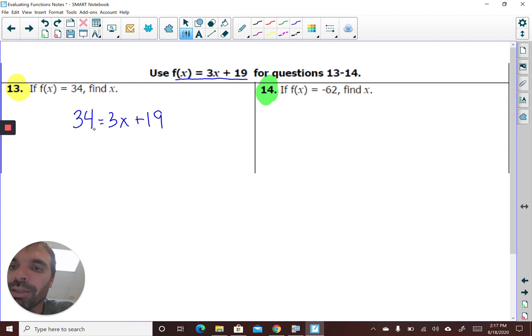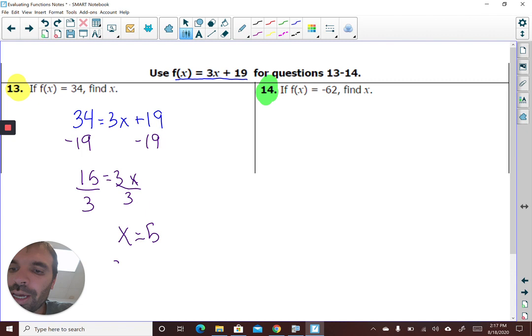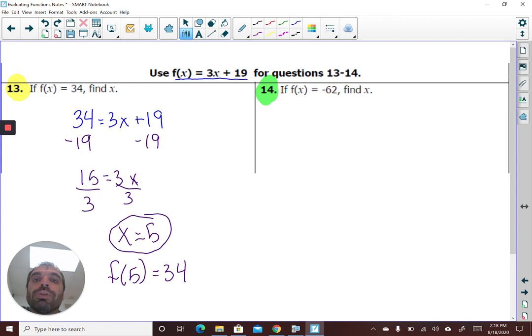So that means I've got to get this 19 over by subtracting it. So minus 19, minus 19. That gives me 15 is equal to 3x. Divide by that 3 to get x by itself, and I find out that x equals 5. So that tells me that f of 5 is 34. It asked me to find x, which is right here, but then the overall mathematical sentence would be there. So once again, I'm going to give you a few seconds. You try number 14.